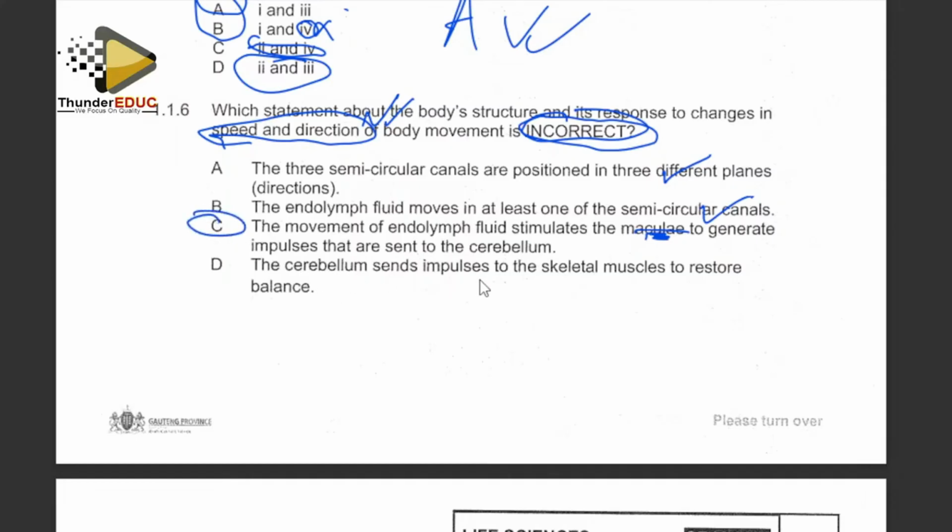They're saying that the cerebrum sends impulse to the skeletal muscles to restore balance. Is the cerebellum responsible for balance? Yes. So this is correct, this is correct, this is correct. This is the only statement which is not correct, because the question here is asking for incorrect. So the most correct answer becomes C.